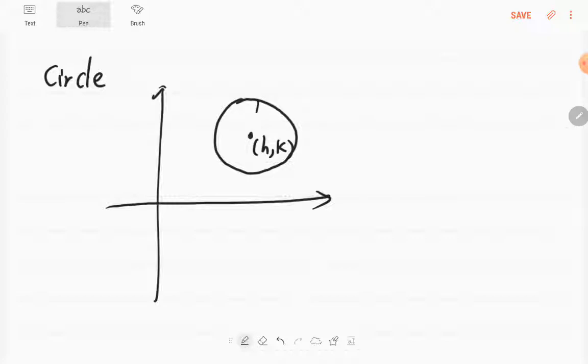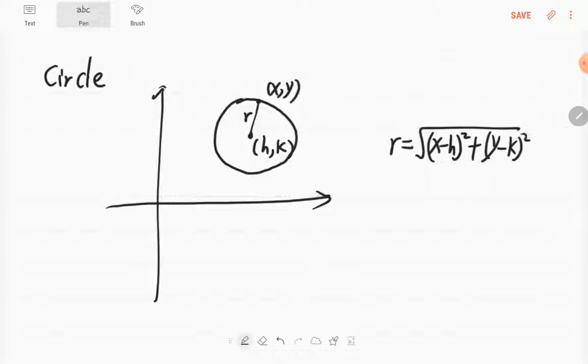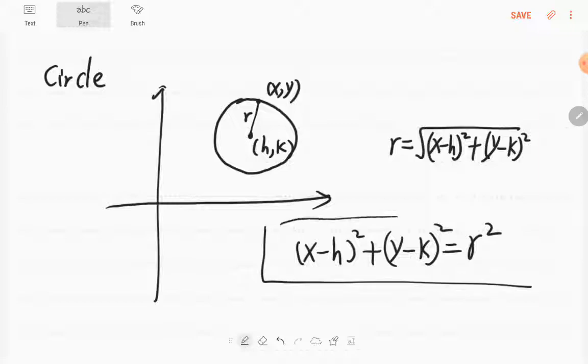So all the points have the same distance. This distance is called the radius, right? It's called the radius. Every point has the same distance, r. So if we form an equation, the distance between these 2 points would be r equals square root of (x minus h) squared plus (y minus k) squared. If we square both sides, you have (x minus h) squared plus (y minus k) squared equals r squared. So that is the equation for a circle.